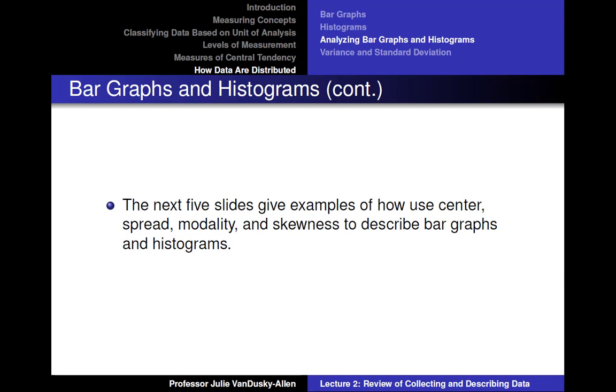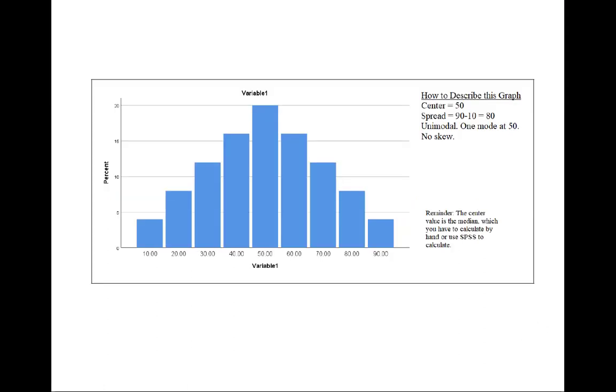In the next 5 slides, I'm going to give you examples of how to use center, spread, modality, and skewness to describe bar graphs and histograms. In this graph, the center is 50, which I calculated by hand, but you can also use SPSS to do it. The spread is 90, the largest value, minus 10, the smallest value, which equals 80. The graph is unimodal with one mode at 50, and there is no skew as the left and right sides of the graph extend about the same amount from the center of the graph.